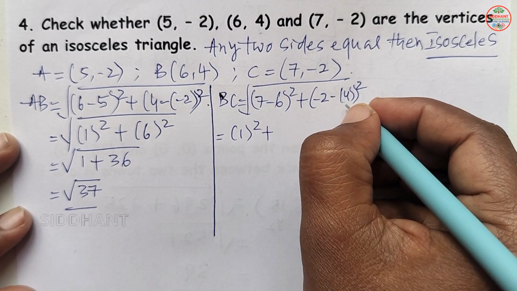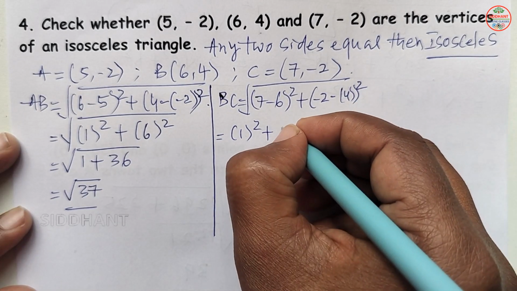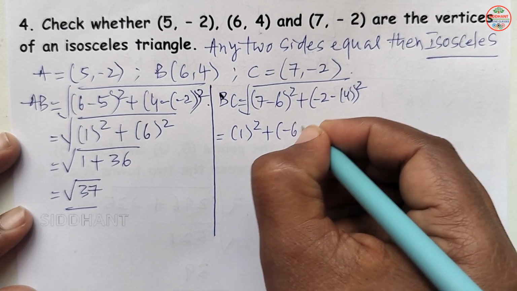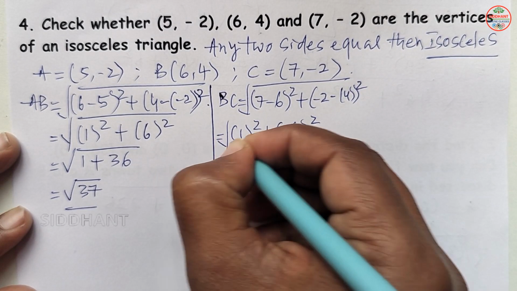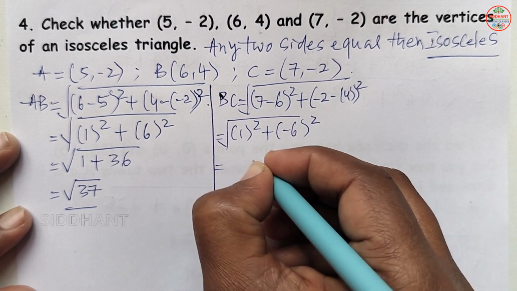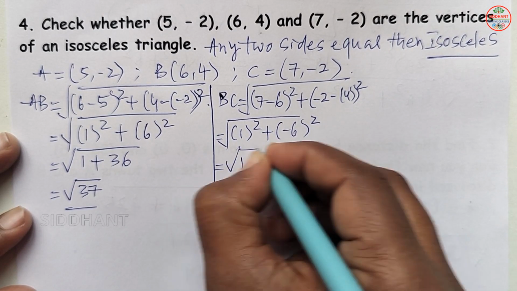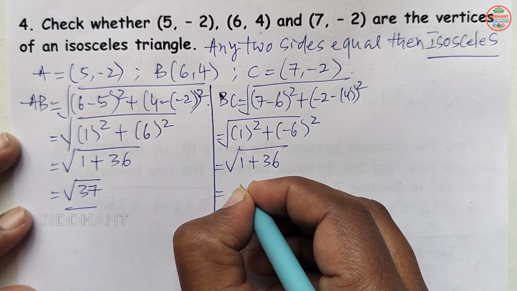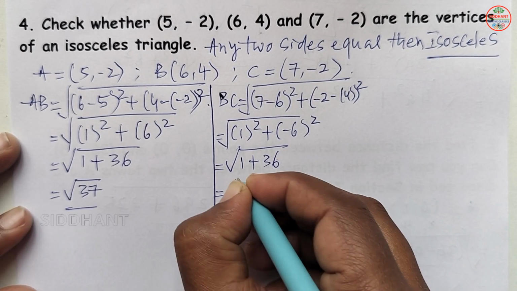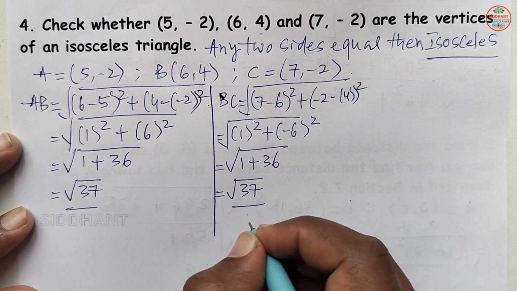Minus 2 minus 6 minus 4, that will be minus 6 here. So that will be 1 plus 6 square, 36 here. So that will be 37. Square root 37 here.